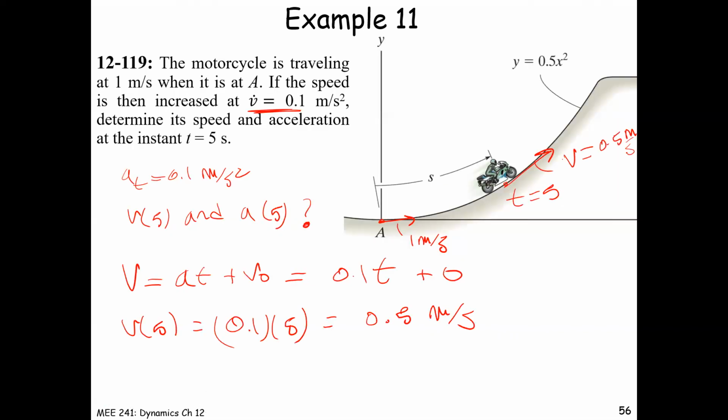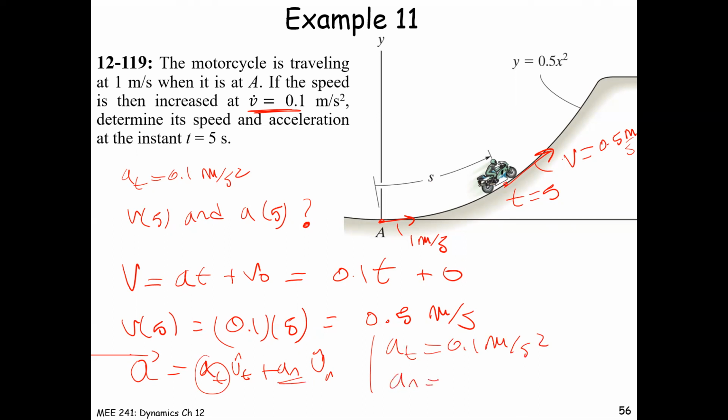So now we need to find A, right? So we know what A is. A is going to be equal to AT times UT plus AN times UN. And by the way, when it's a unit vector, usually you want to put a hat on it. What is AT? Do we know AT? Well, we do, right? AT is equal to 0.1 meter per second squared. How about AN? AN is going to be equal to V squared over R. Do I know V? Yes, velocity is equal to 0.5, squared, divided by R.